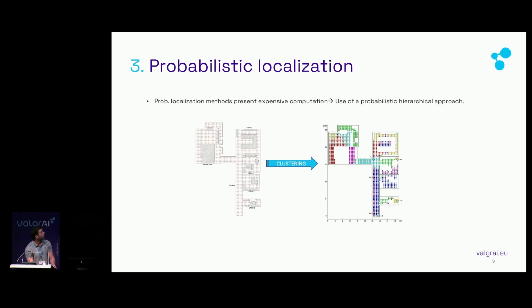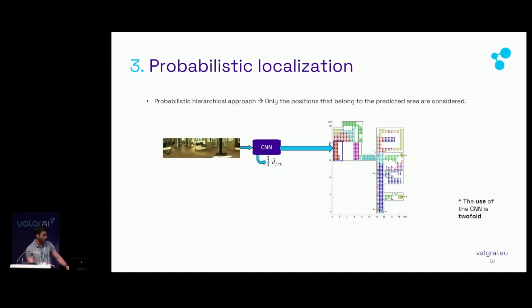So for this, we propose a hierarchical model, in which, on the left side, you can see that we have the map information. We carry out the clustering in order to segment the information regarding the visual information. After that, we introduce the image to the new CNN, and we carry out the probabilistic localization only in the most probable area. So we are reducing the computational cost.